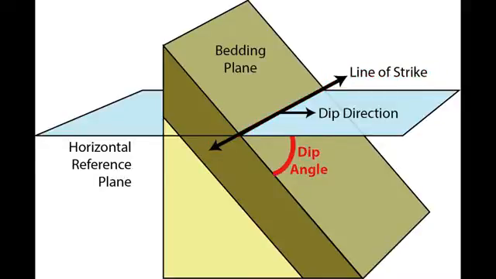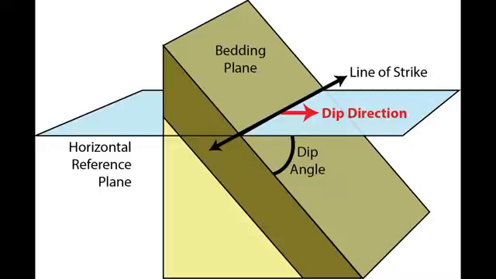Dip angle is the vertical angle between the plane being measured and the horizontal reference plane. A horizontal plane has 0 degrees dip, and a vertical plane has a 90-degree dip. Strike and dip angle are not enough, though. Those two alone result in two possible planar orientations that both have the same strike and dip angle. You should always take note of dip direction to clarify which plane you are describing.